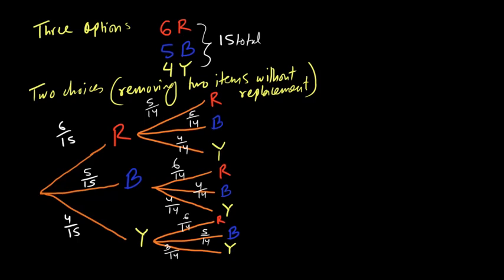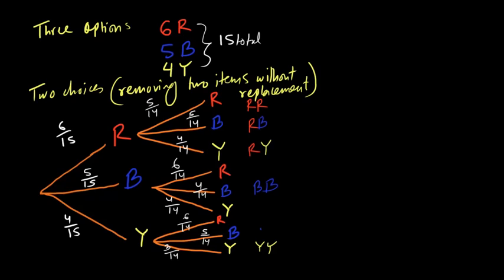Now let's take a look at all the possibilities. The possibilities can be red and red, blue and blue, yellow and yellow. So there are three possibilities for same color. If we go on to the other ones, this is going to be red and blue, and this is going to be red and yellow.